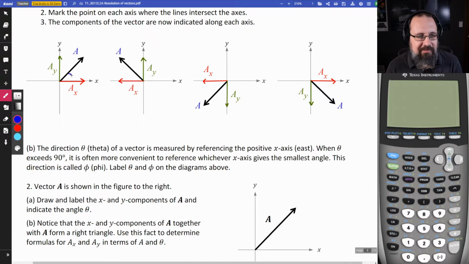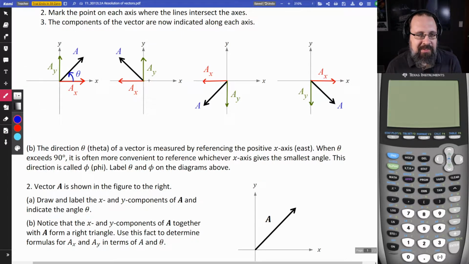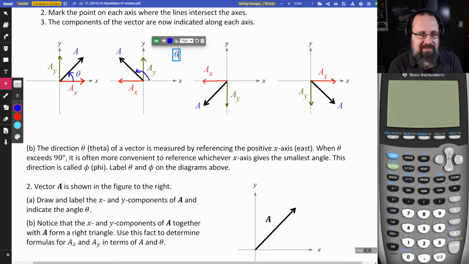So first we have theta right here, from the x-axis. So that's theta. I'll go ahead and hit the equation tool and draw theta, which is slash theta spacebar. So there's theta, and I'll move this in here to label my angle theta. I'll do the same thing on the next one. Theta starts at 0 and goes to the vector. So there's our angle theta once again.